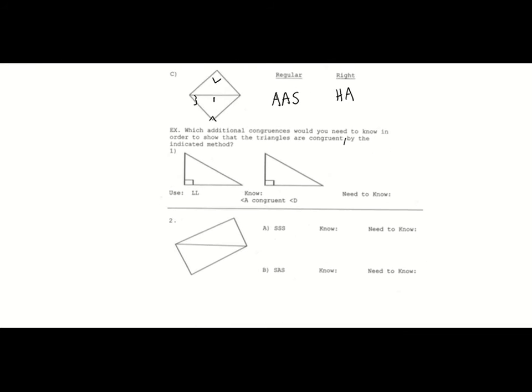Okay, our last example down here is asking which additional congruence would you need to know in order to show they're congruent by the indicated method. So this one says I want to use the leg theorem, and I know that angle A is congruent to angle D. So I'm going to label my points A, B, C, D, E, F.